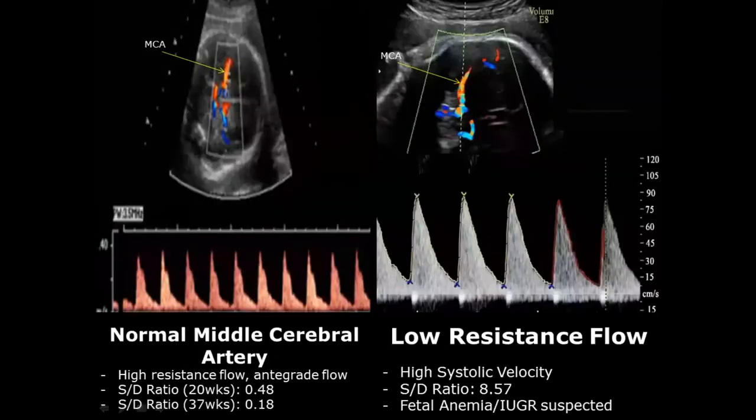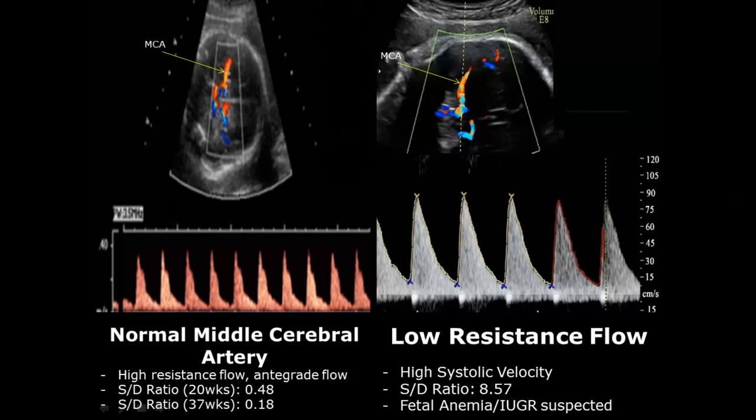A low resistance flow is abnormal. We will see high velocities. Here you can see the PSV is almost 80 centimeters per second, whereas in the normal case it is below 40 centimeters per second. And the S/D ratio is very high, 8.57. This can be a sign of fetal growth restriction or anemia.